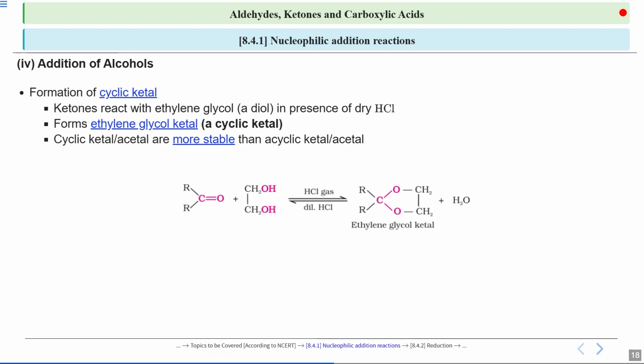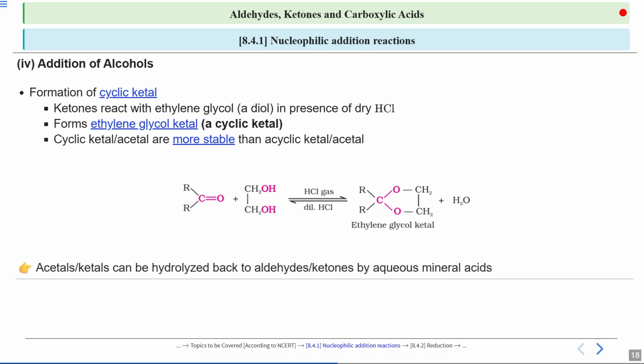If you look at this reaction, you have a carbonyl group over here, that is, you have a ketone. When you react a ketone with ethylene glycol, which is CH2OH, CH2OH, a type of diol, in the presence of HCl gas, you get an ethylene glycol ketal and water is released. Look at this cyclic structure. This is a cyclic ketal, that is, ethylene glycol ketal.